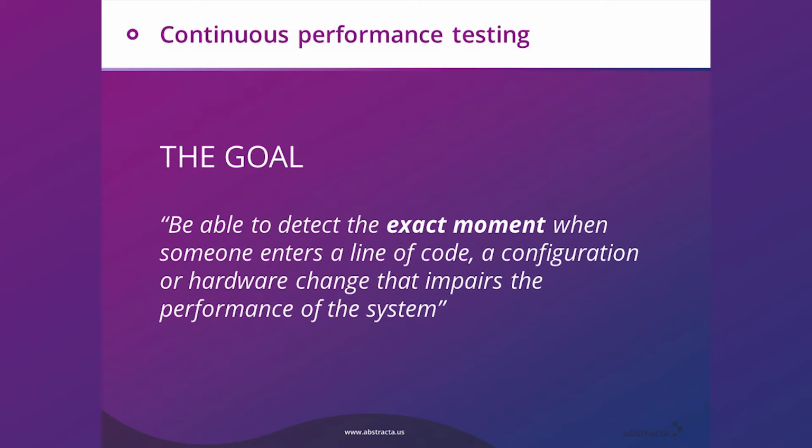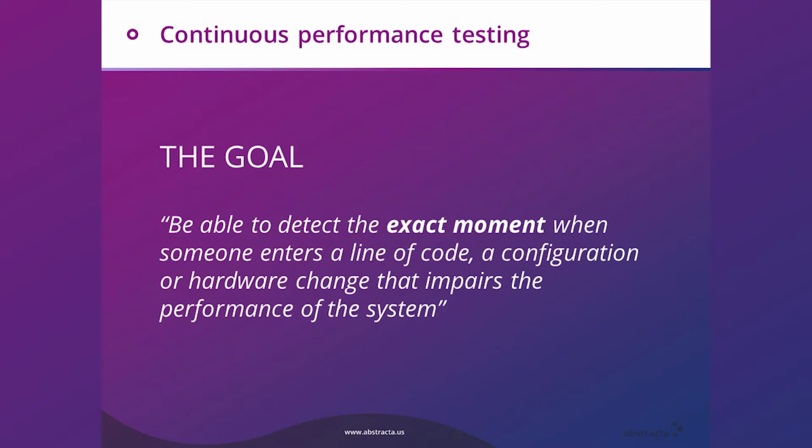So let's go into continuous performance testing. What's the goal of continuous performance testing? One of the main goals is that we want to be able to detect when something changes in our system. It could be a line of code, it could be a change in configuration or hardware. We want to be able to detect it as soon as possible, so that we can identify it right away.